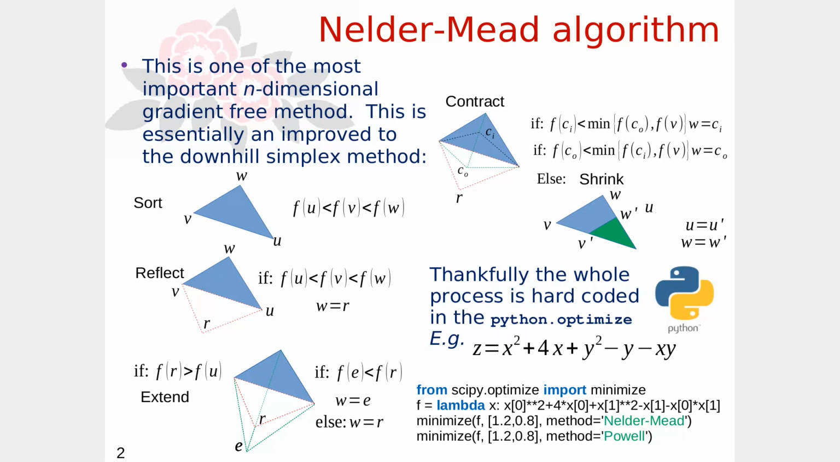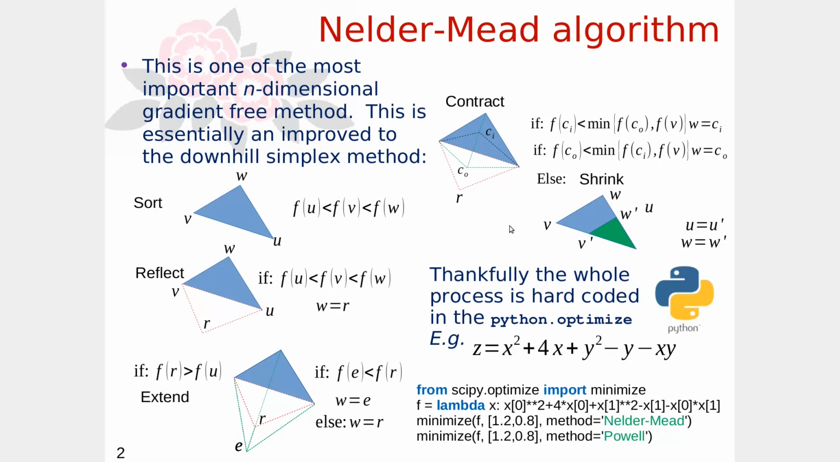This is essentially an improvement to the downhill simplex, and works much better, of course, for 3 dimensions, 4 dimensions, 5 dimensions. But again, we shall use this accordingly to show you how really easy it is to implement within Python, because this is all done in the background. But essentially, you have 3 points.